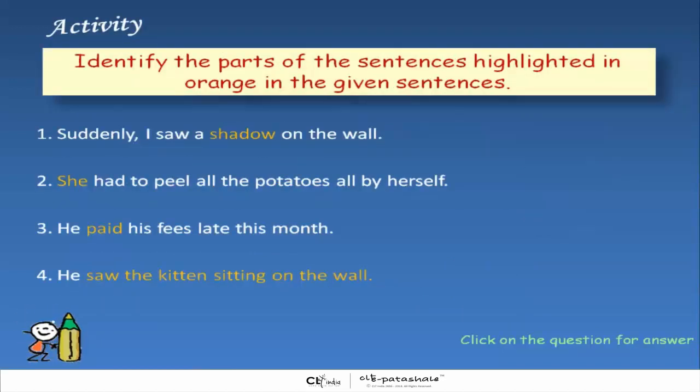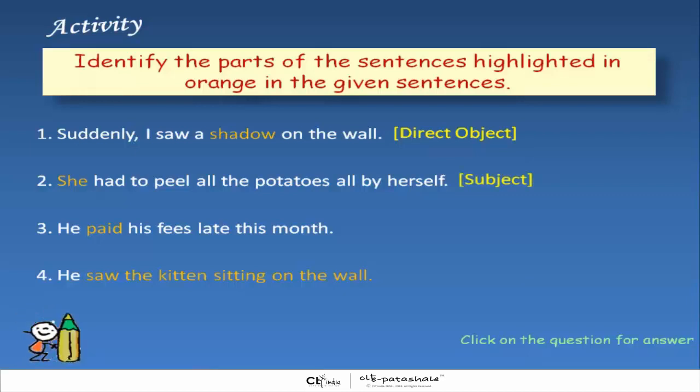Identify the parts of the sentences highlighted in orange in the given sentences. Suddenly, I saw a shadow on the wall. Shadow is the direct object. Next, she had to peel all the potatoes by herself. She is the subject here.